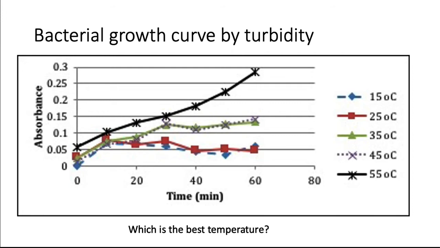Which is the best temperature? You would be looking at the graph, and you can see that the black graph is going the highest. So 55 Celsius would be the most favorable, the optimal temperature for this microbe.